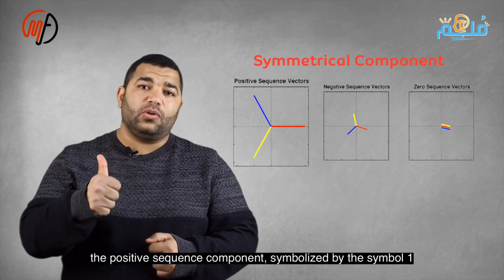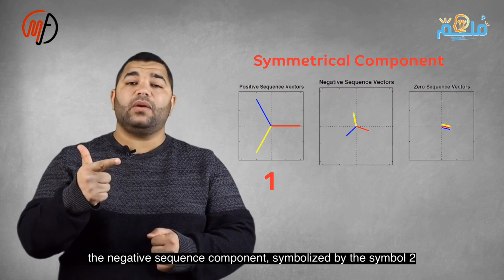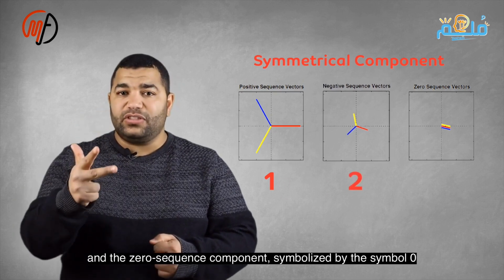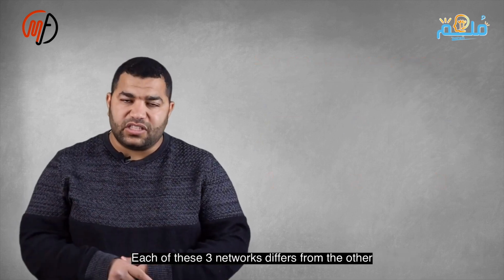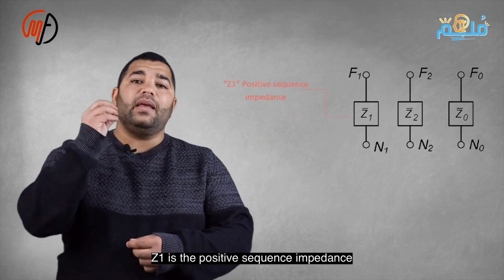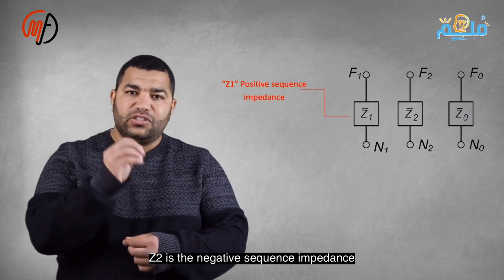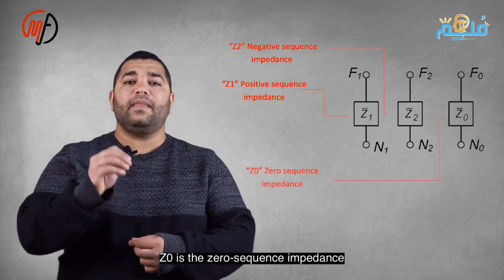During an asymmetrical fault, three imaginary sources appear: positive, negative, and zero sequence voltages. Networks have unique impedances: Z1 positive, Z2 negative, Z0 zero sequence. These sources and impedances cause currents: positive, negative, and zero sequence.